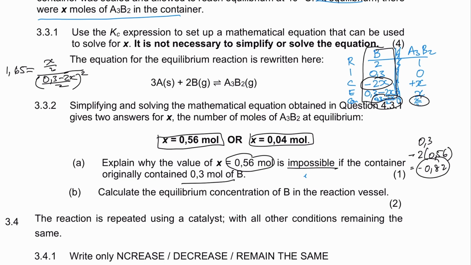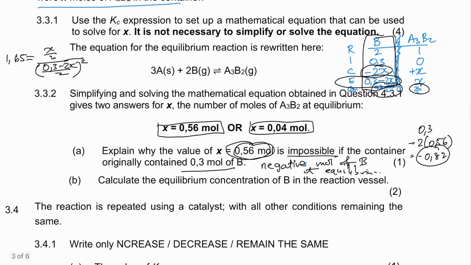We can't have minus 0.82 moles of B at equilibrium. So that doesn't make sense. So that's why it's not applicable. Because if x were 0.56, then you would have a negative mole of B at equilibrium. And of course, that's not possible.